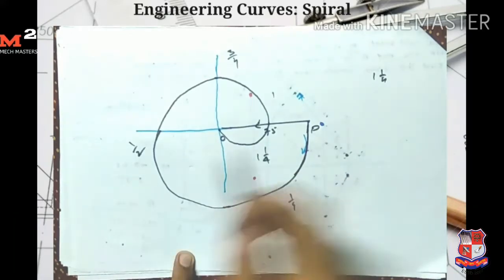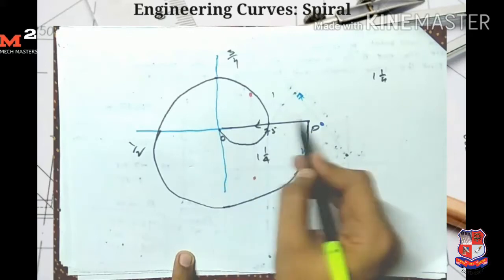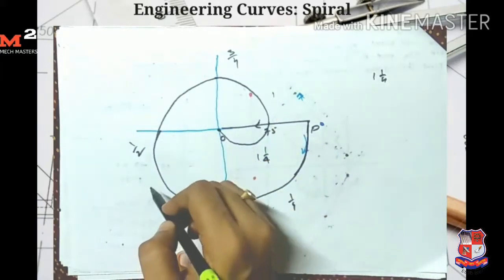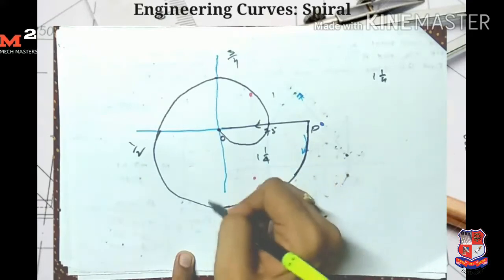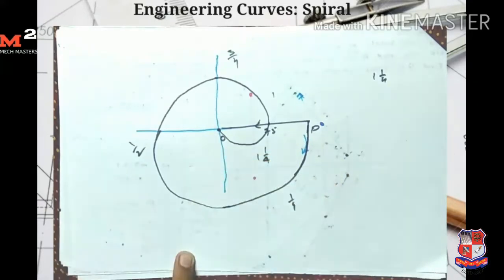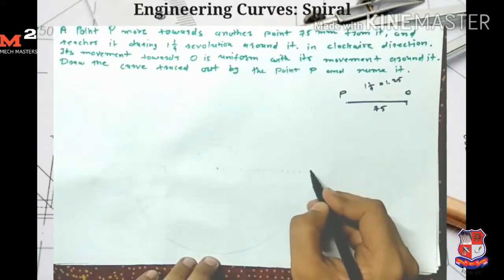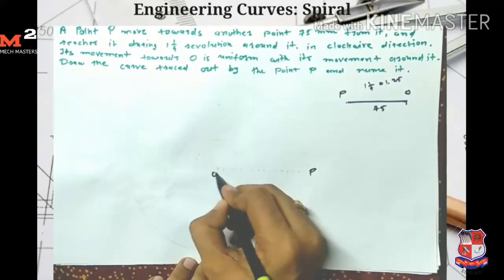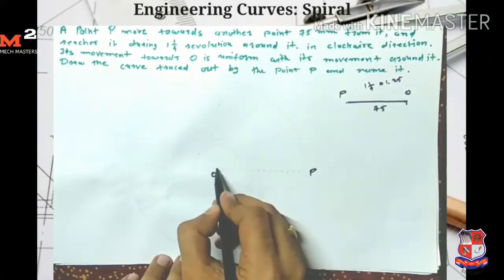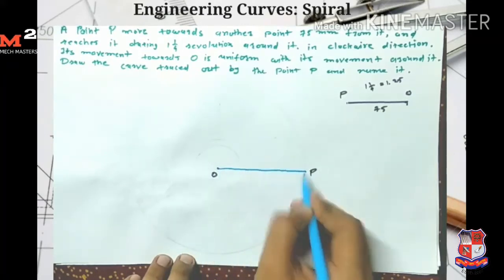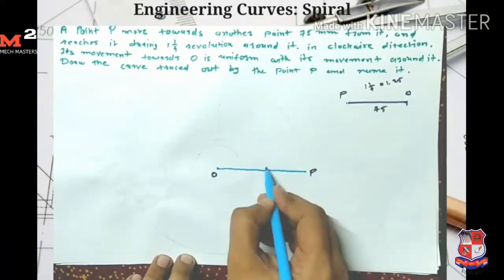So point P moves toward O and also rotates about this pole. O is the pole, and its radius continuously decreases, and we generate this spiral curve. Let's see the steps for how to solve this problem. Here points P and O are at a distance of 75 mm.